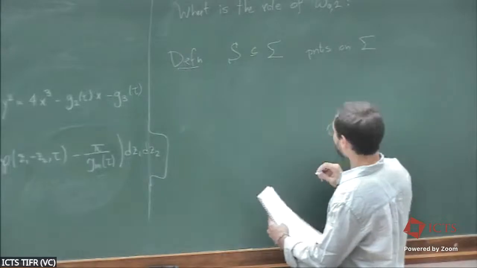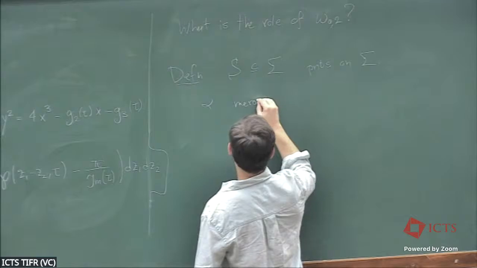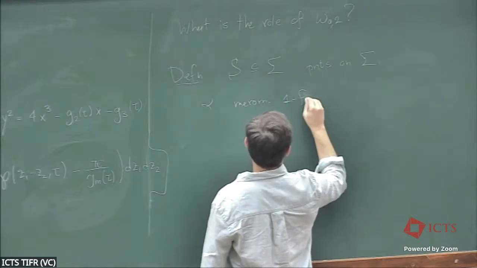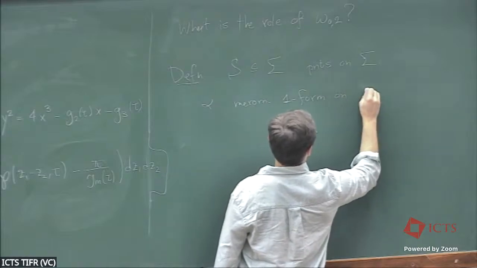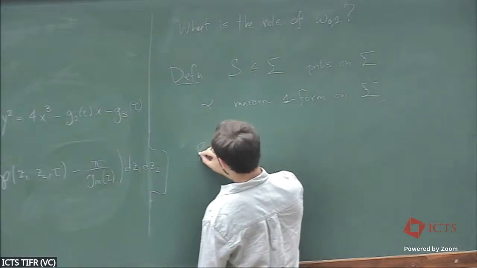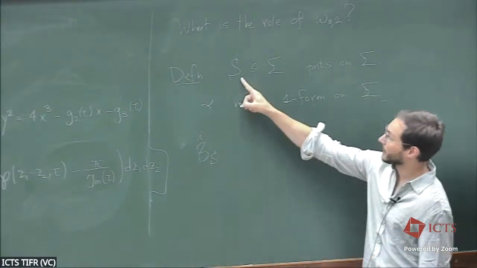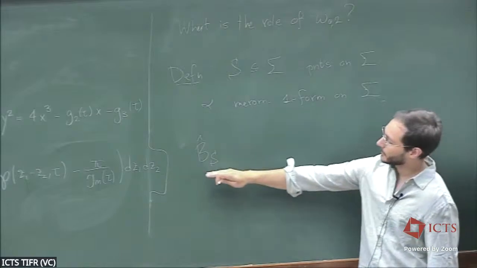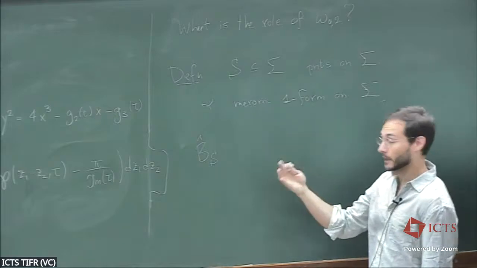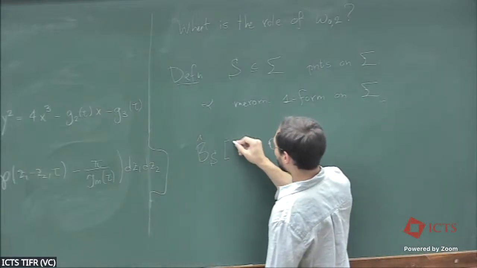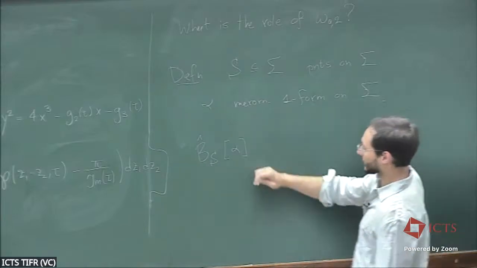So if I fix S like this, and let's say I fix alpha, which is a meromorphic one form on sigma, I'm going to define an operator that I will call B hat relative to this set of points S. And this is going to be an operator that takes as input a meromorphic one form, and it spits out another meromorphic one form. So what I'm going to tell you is what it's the meromorphic one form associated with alpha.